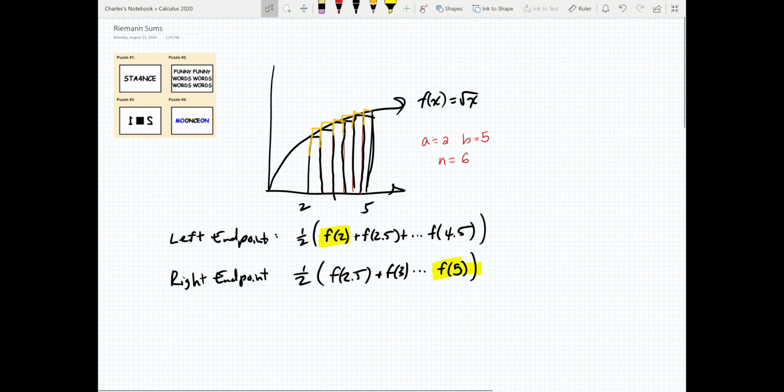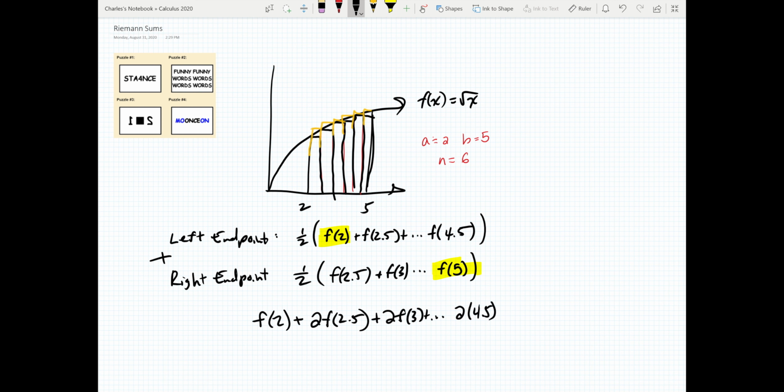So now think about what would happen if I just, to pass the time during these days of the pandemic, wanted to add up the left and the right endpoint approximations. What would I have? I would have f of 2 plus 2f of 2.5 plus 2f of 3, and I'd have 2 of everything up to 4.5, and then I'd only have 1 f of 5.